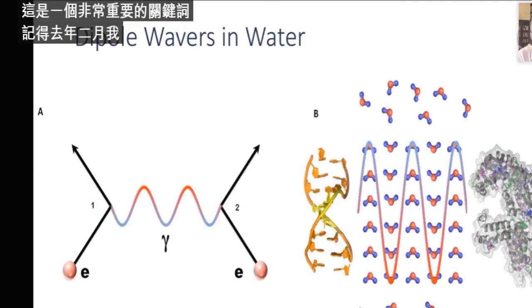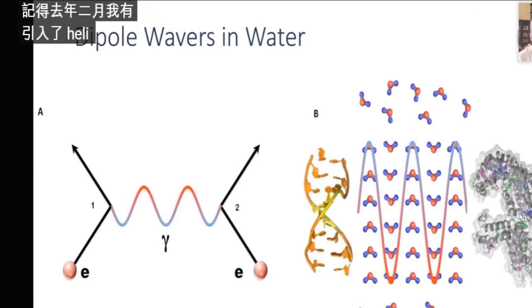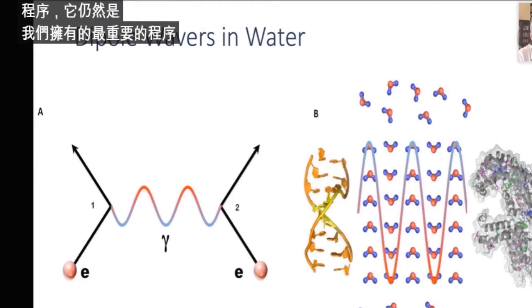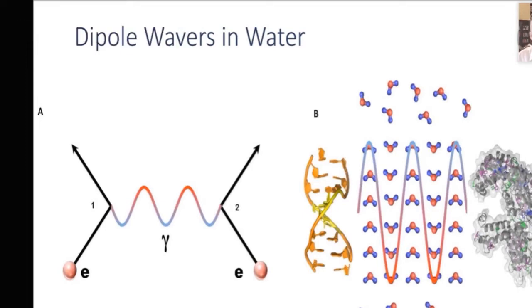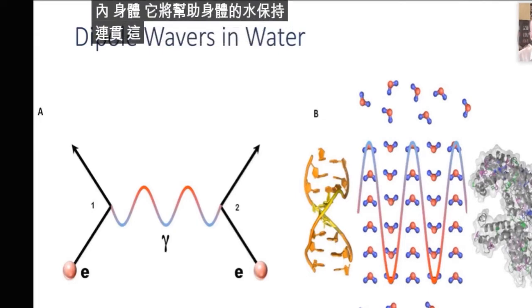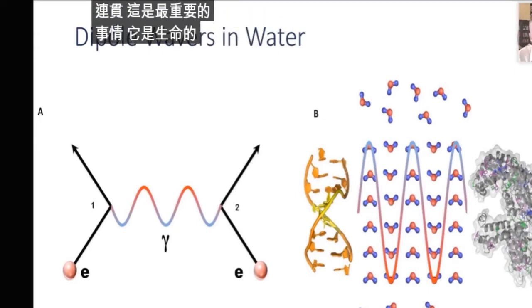Remember, last year in February, I have introduced the Healy Coherence program, and it's still one of the most important programs which we are having. If you play this program with your MEG Healy, once you hold it in your hand, this coherence program will permeate through this frequency, through the water within our body, within our cells, and it will help the water of the body to be coherent. And that's the most important thing. It's the basis of life. So that's a way how the MEG Healy works. It works through the water in the body.